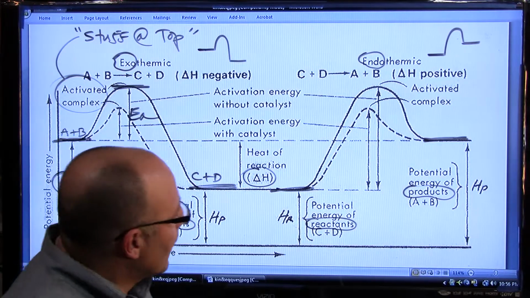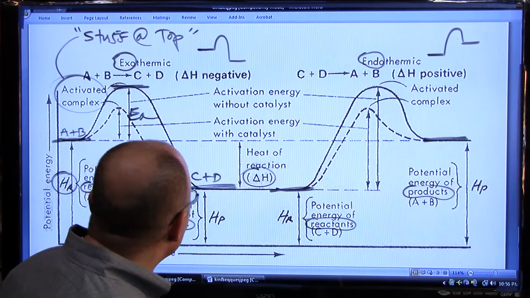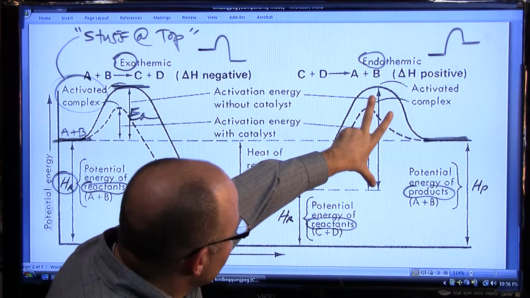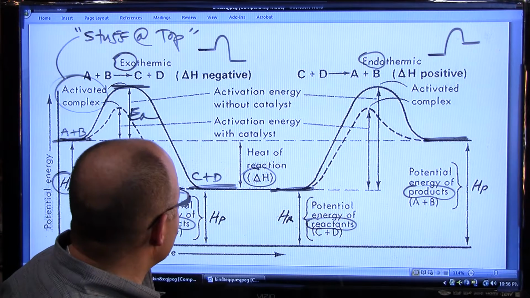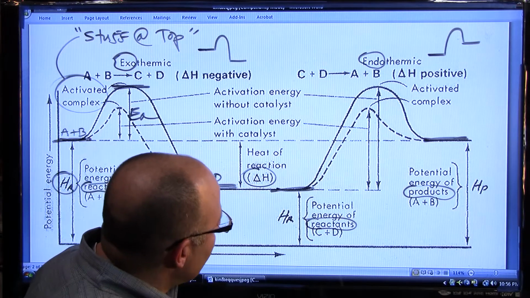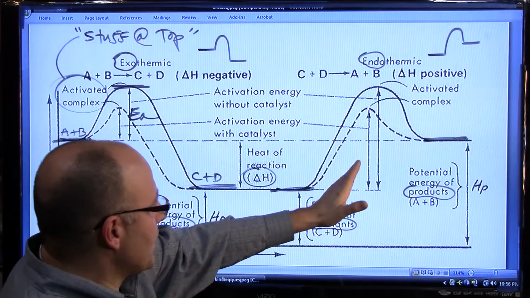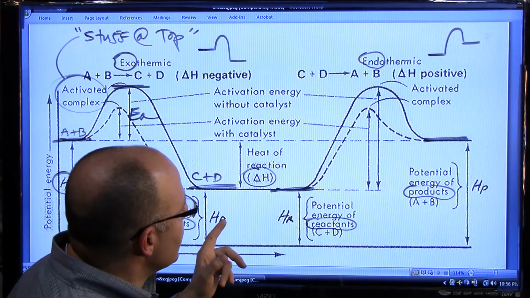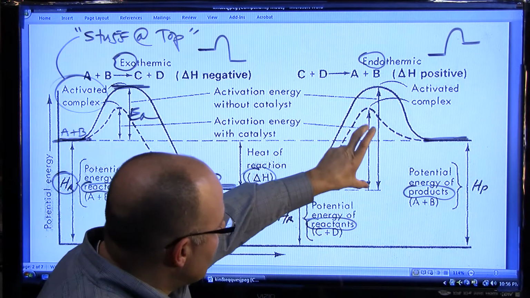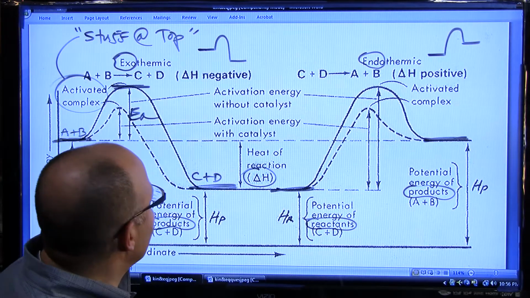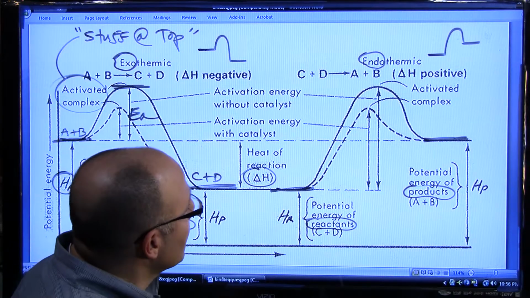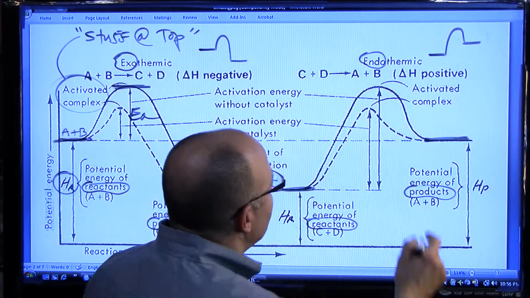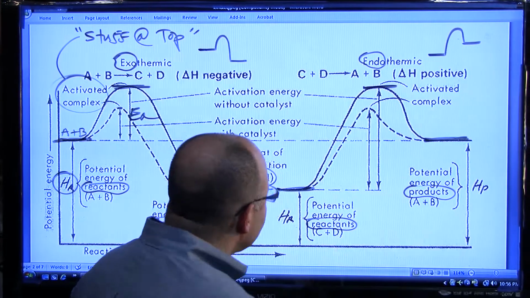And again, the activation energy would be this interval here, which is much greater than the activation energy to the left here of an exothermic, which would make this reaction less likely to occur. But the catalyst in both cases would decrease the activation energy. Whether it's endo or exothermic, the catalyst would speed up the reaction. And again, you have an activated complex as before.